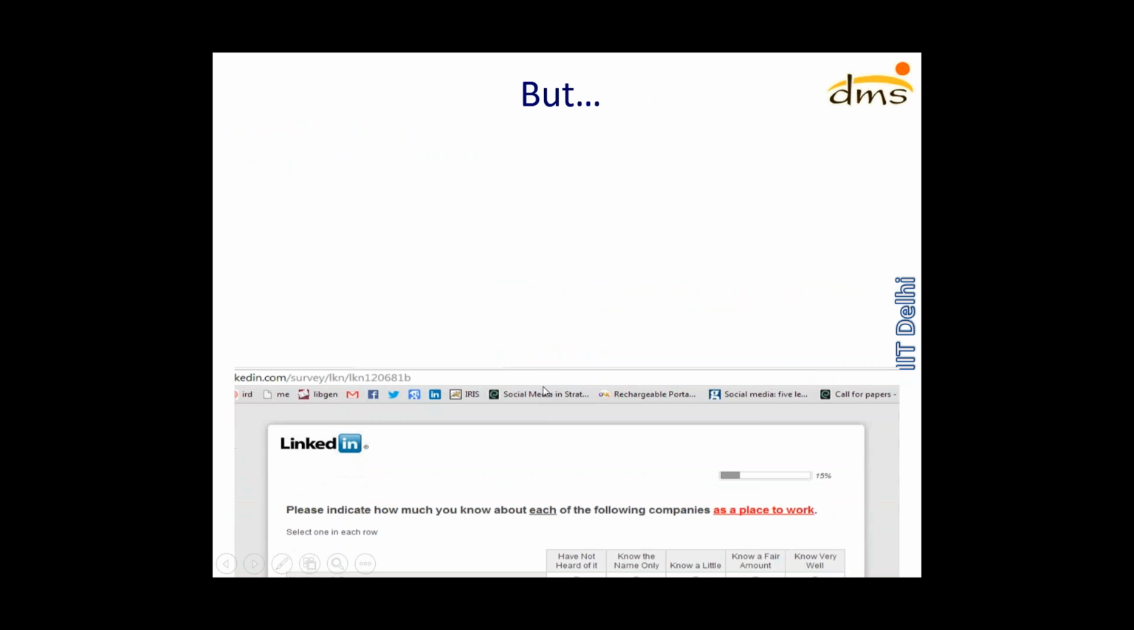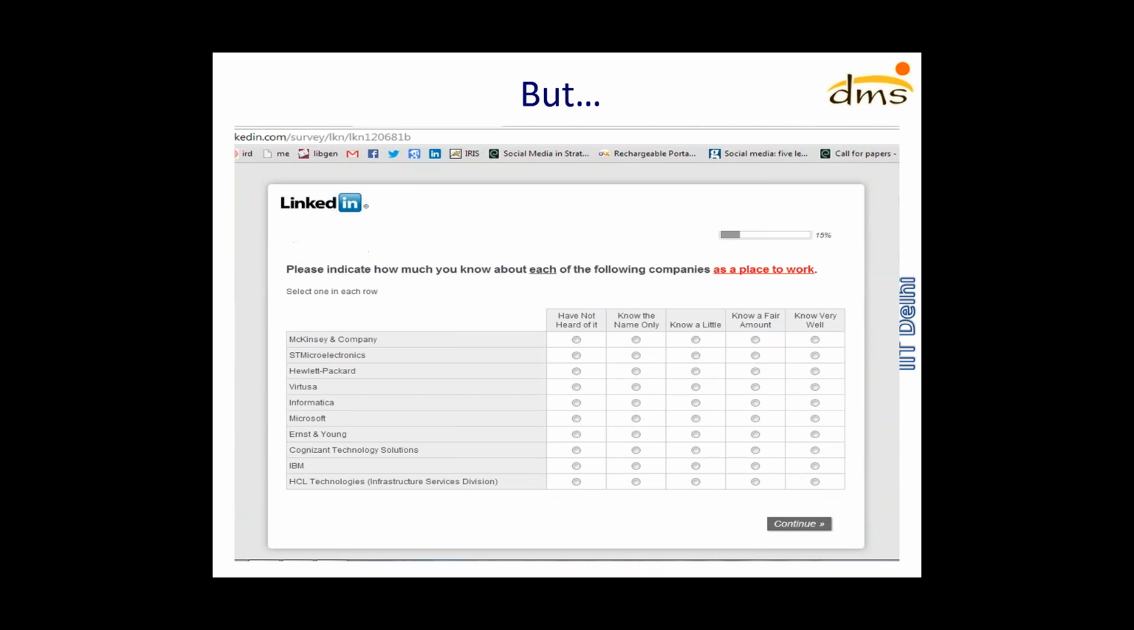What do I get? I get this page. Now, the cover said that we wanted to understand the important things in a job. But when I look at this, they are trying to compare multiple companies here. If I do not belong to this IT industry, I would not have known any of these companies. So what will a respondent do?